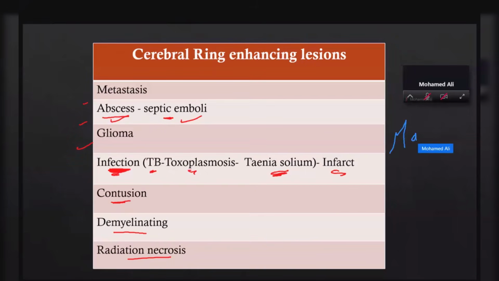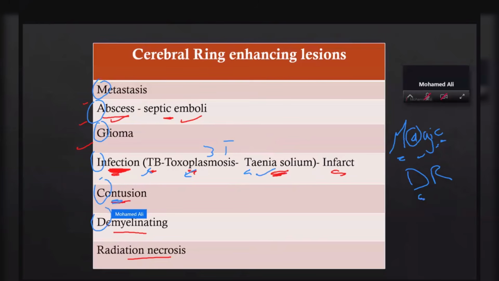Magic doctor. M for metastasis, A for abscess, G for glioma, I for infection. Infection we have 3T: TB, toxoplasma, and taenia solium. C for contusion, D for demyelinating, R for radiation necrosis. Okay, so we have magic doctor. This is our mnemonic that can help you to memorize or to recall the cerebral ring enhancing lesions.